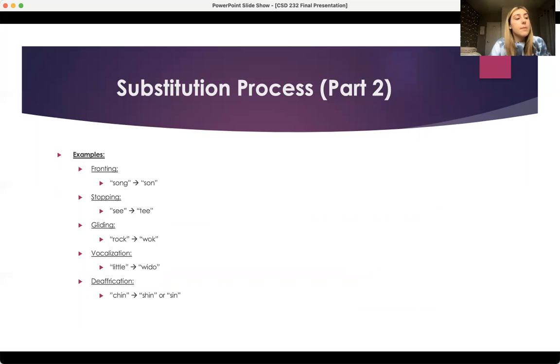Now I'm going to go over some examples of the different types of the substitution process. As you can see here, for fronting, I provided the word song that goes to son. Stopping goes from C to T. Gliding, rock to walk. Vocalization, little to widow. Deaffrication, I provided the word chin, and this could honestly go to either shin or sin.